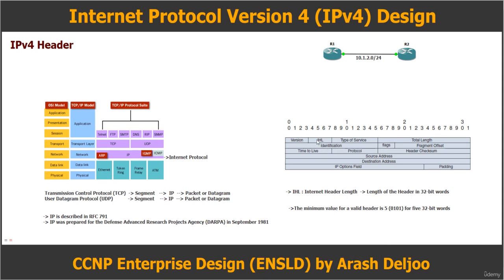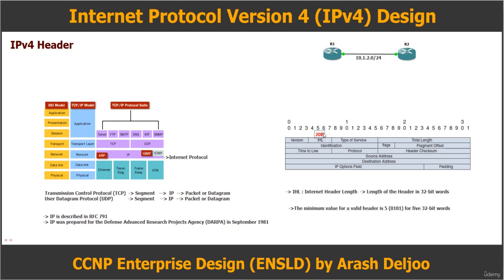Alright, now let me explain the next field. The next field is IHL, or Internet Header Length. As you can see here, again we have 4 bits. This IHL field indicates the length of the header in 32-bit words. You know that if the IP header doesn't have IP options, the length of the IP header is 20 bytes. I have explained it before.